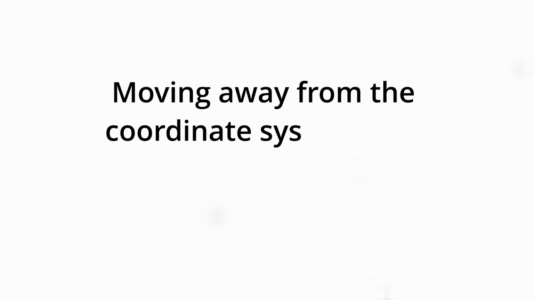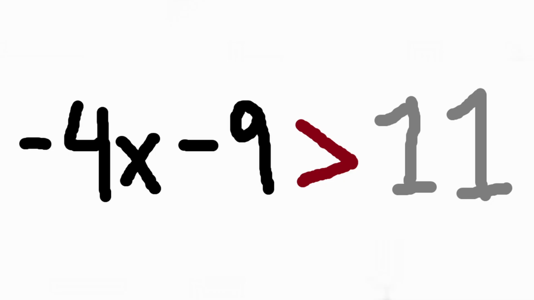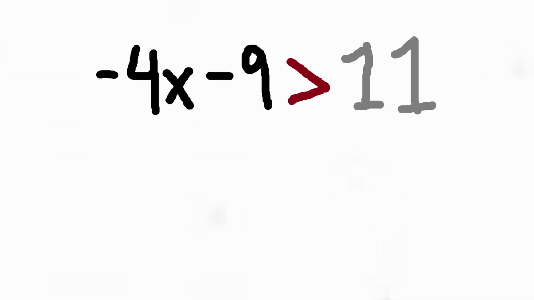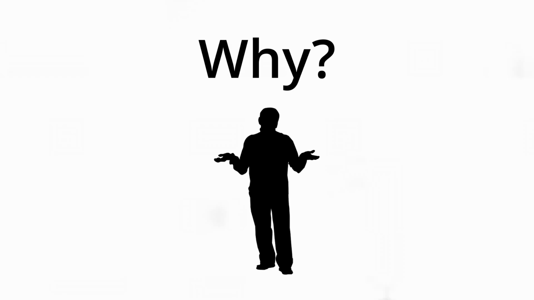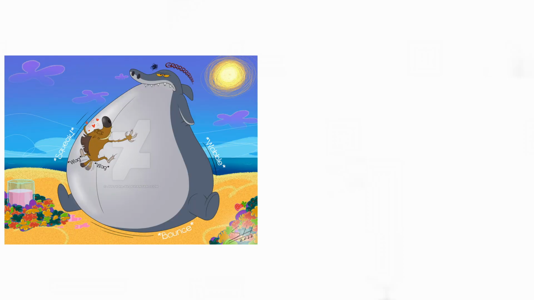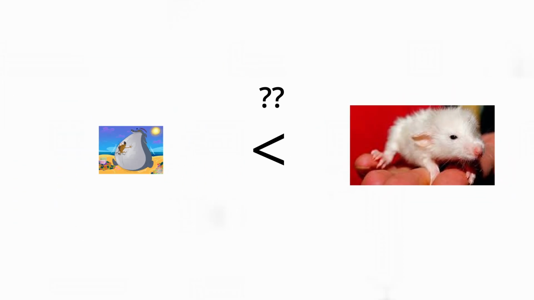But wait, there's more. Moving away from the coordinate system, you may also be asked to solve an inequality with only the equation. Take this inequality, for example. This question is asking you to find all x values that when plugged into this equation is greater than 11. The rule of thumb that you by all circumstances must remember is this. You can do anything to both sides, add, subtract, multiply, or divide, as long as you do it equally to both sides. Why? Because inequalities are about comparing sizes. If you mess with one side more than the other, there's really no point in comparing the two.